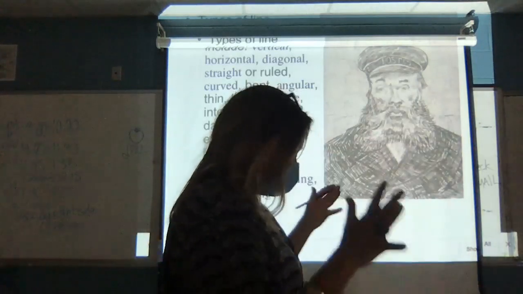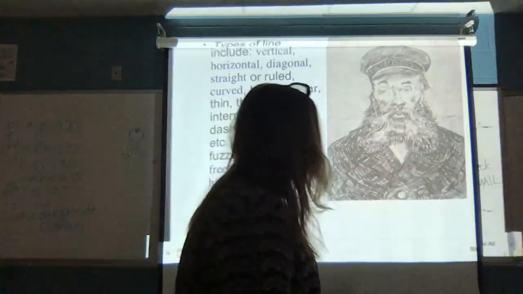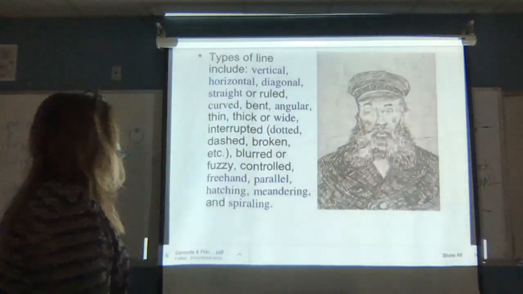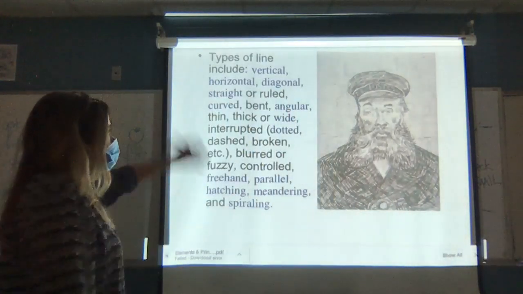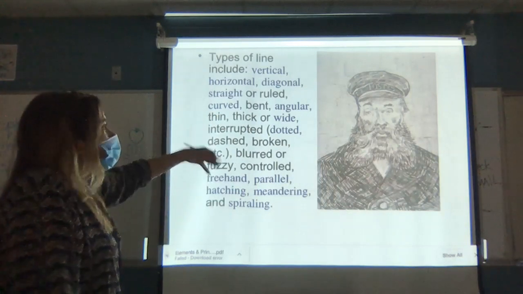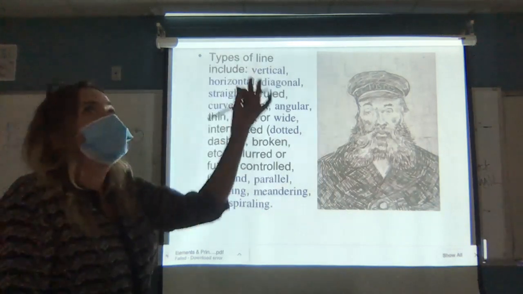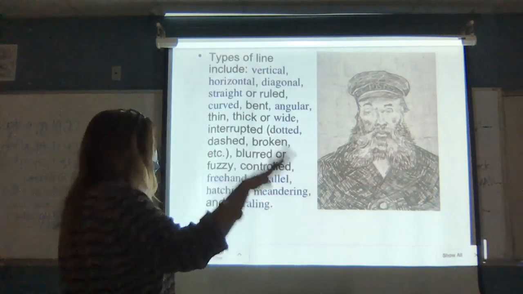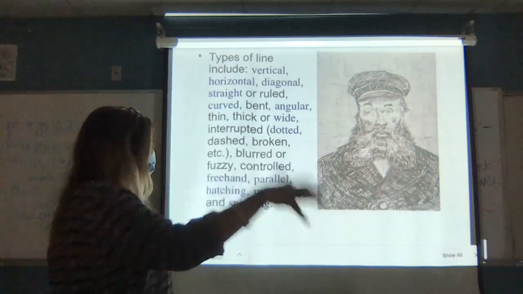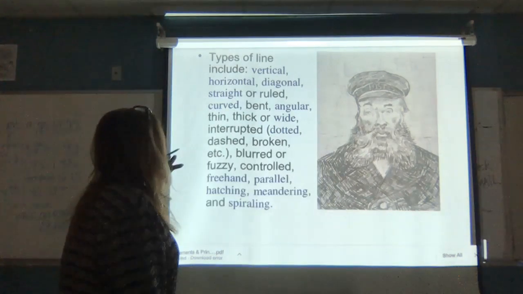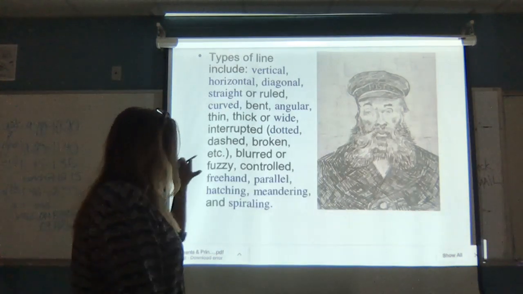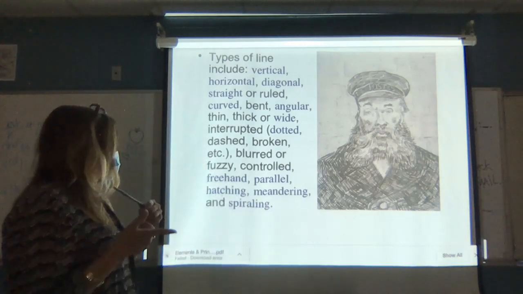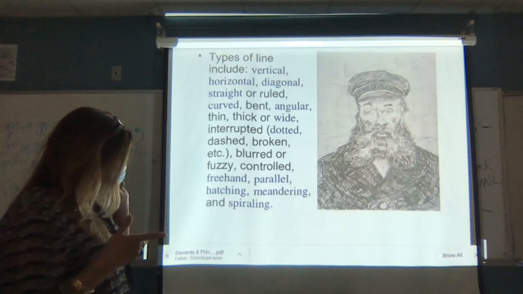Types of lines: vertical lines, horizontal lines, diagonal lines, straight lines, curved lines, angular lines, thick lines, thin lines. So with every type of line, you can then have a very thick vertical line. You can have a very thin horizontal line. You can have a very curvy, broken line. There are 5 types of lines. So vertical, horizontal, diagonal, curved, zigzagged, and that's it. 5.